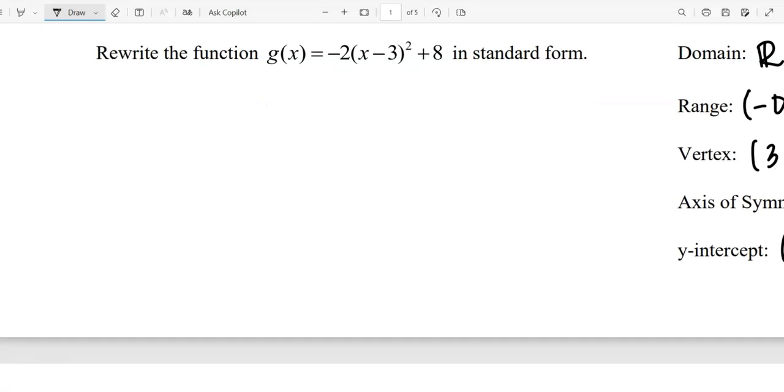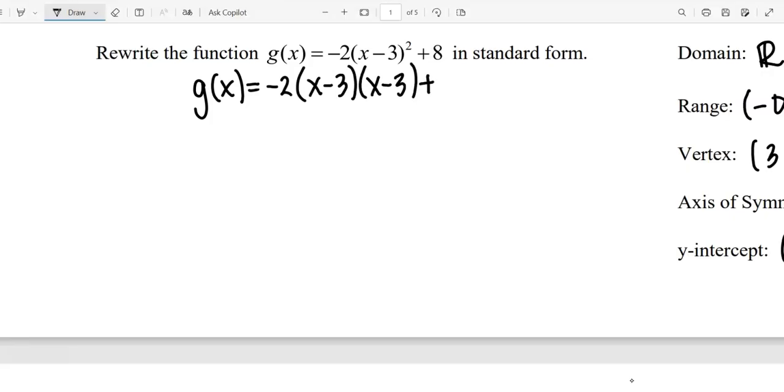Write it in standard form. First thing we have to do is expand it. So g of x equals negative 2 times x minus 3 times itself, so x minus 3 plus 8. Multiply your two binomials first, then distribute the negative 2. So I've got g of x equals negative 2 times x is x squared. I've got an x times the negative 3, and then I've got a negative 3 times x. So I'm doing that 2 times.